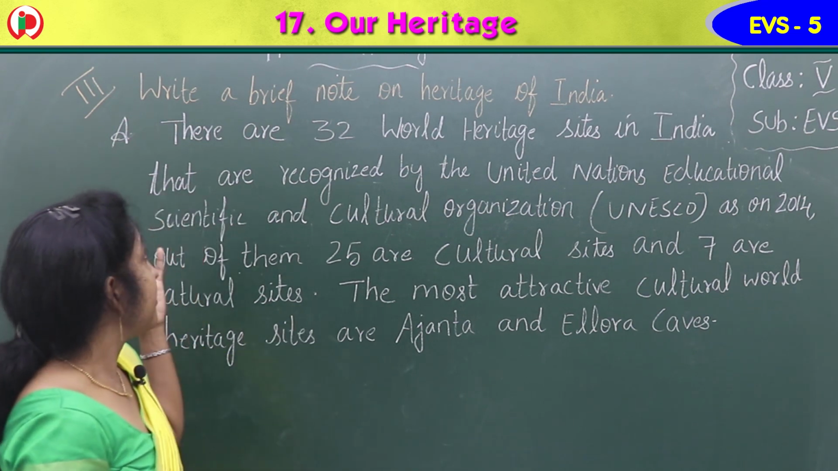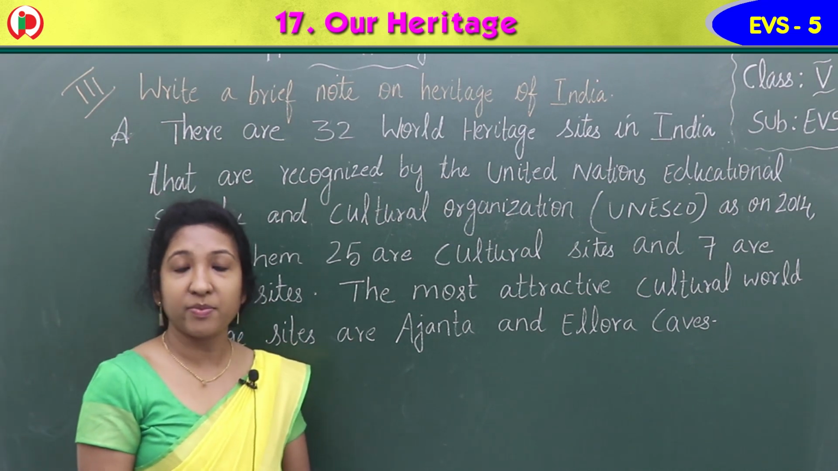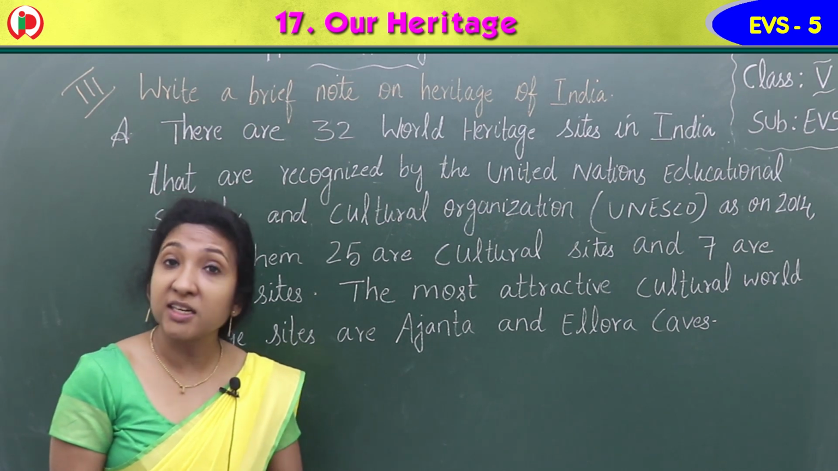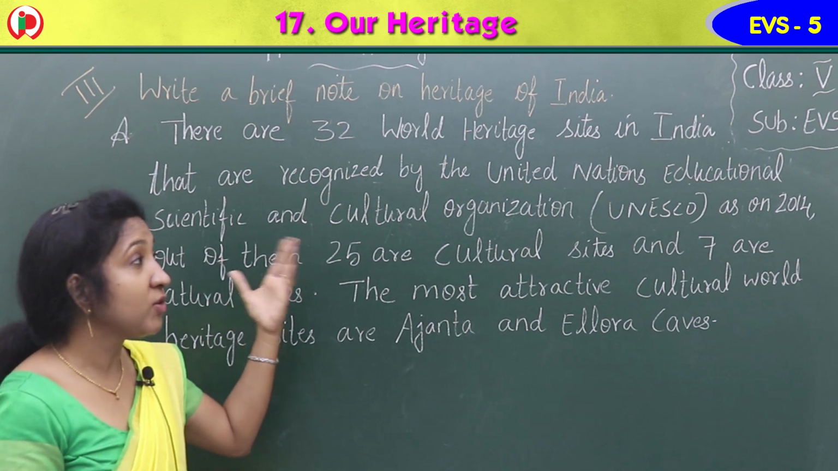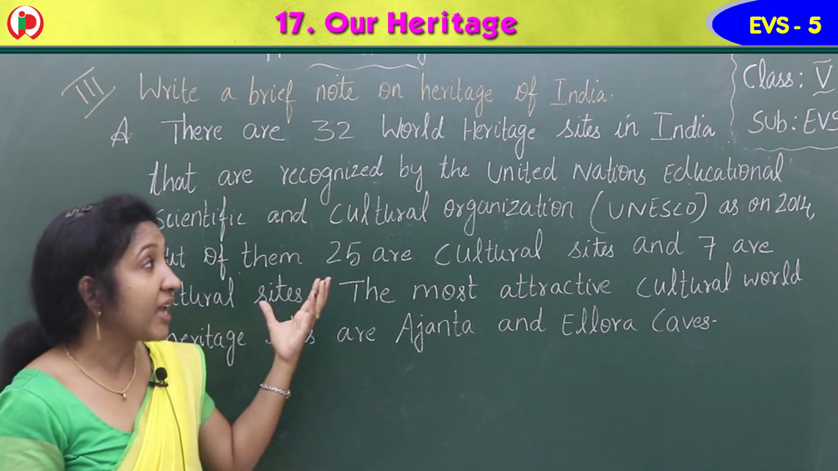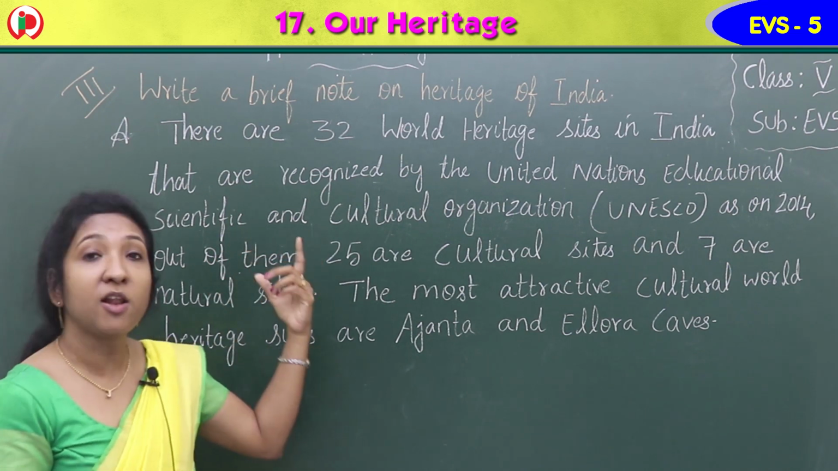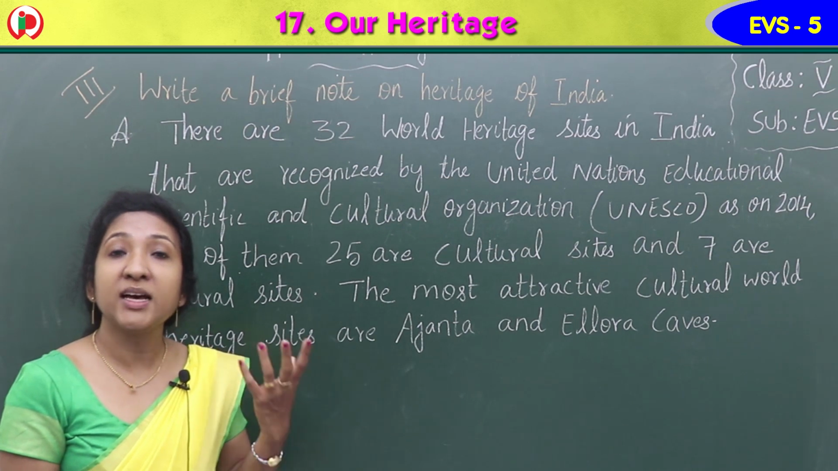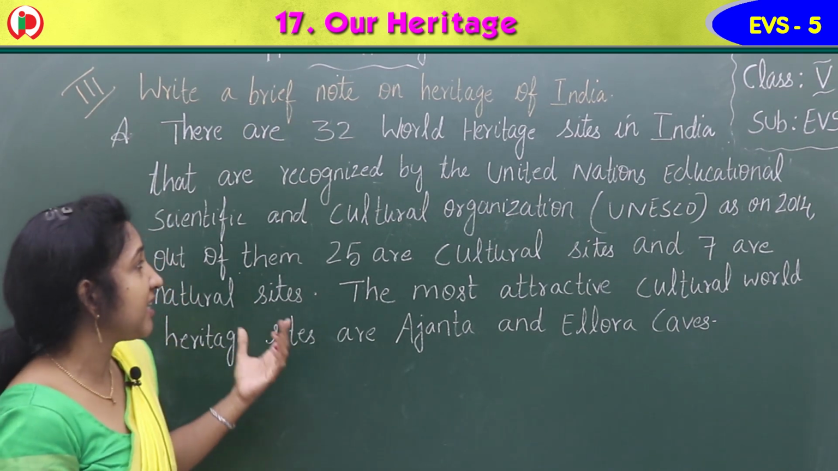Yes. The answer is, there are 32 World Heritage Sites in India. In India, how many World Heritage Sites are there? There are 32, that are recognized by UNESCO. UNESCO is the United Nations Educational, Scientific and Cultural Organization. They have recognized these 32 World Heritage Sites in India.